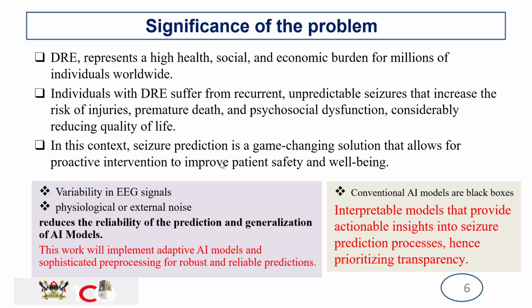Significance of this study: DRE represents a high health, social, and economic burden to millions of individuals worldwide, and DRE patients suffer from recurrent and unpredictable seizures that increase the risk of injuries, premature death, and social dysfunction, considerably reducing the quality of their lives. In this context, seizure prediction is a game-changing solution that allows proactive intervention to improve patient safety and well-being.